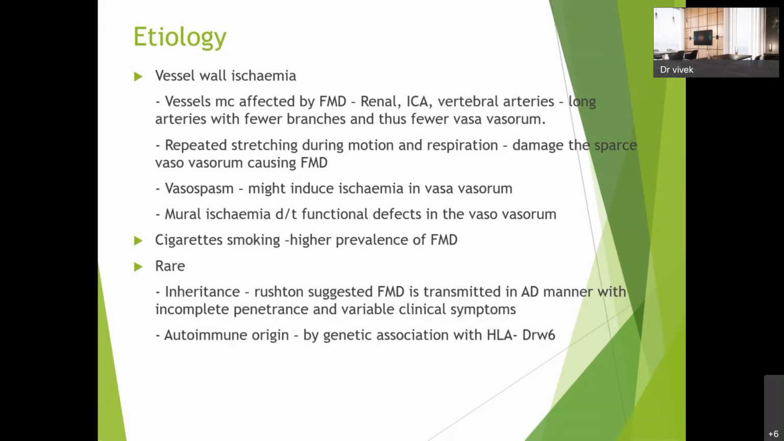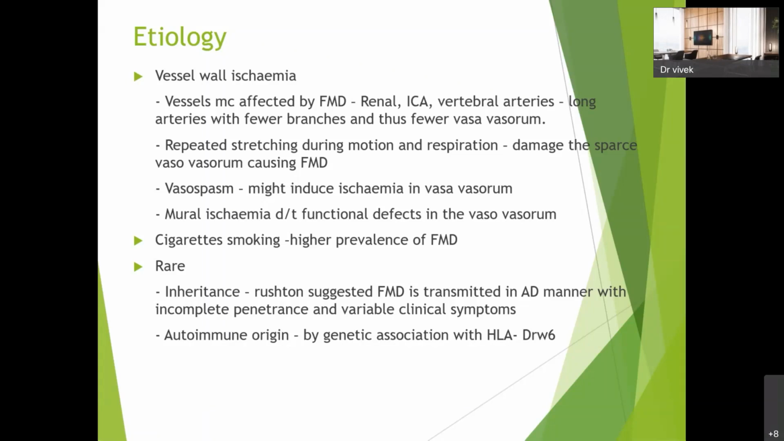Various things support this: repeated stretching during motion and respiration damages the sparse vasa vasorum, causing FMD. Also, vasospasm might induce ischemia, leading to FMD. Another is mural ischemia due to functional defects in the vasa vasorum, which are commonly noted in these patients. Cigarette smoking has been associated with higher prevalence, and the severity of disease in cigarette smokers affected with fibromuscular dysplasia seems to be higher. The disease is more severe in cigarette smokers.